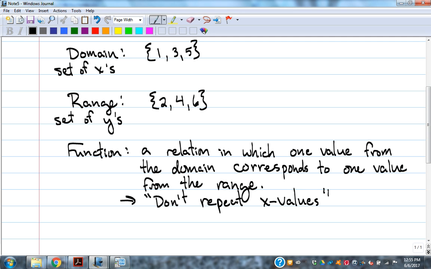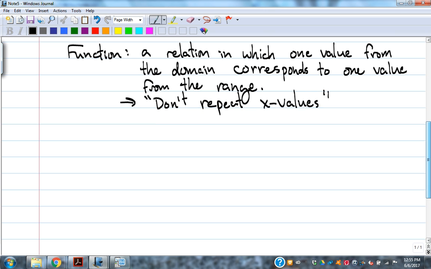All right. Now, I didn't do anything while you were gone. So don't repeat your x values. If you're going to be a function, you can't have repeated x values. It's okay to repeat y values, but not x values to be a function. So what we're going to do is look at a few relations and decide, are they functions? So I'm going to answer this question. Is this a function?